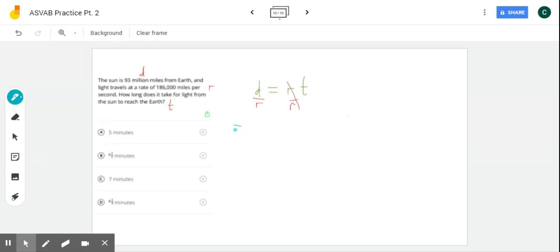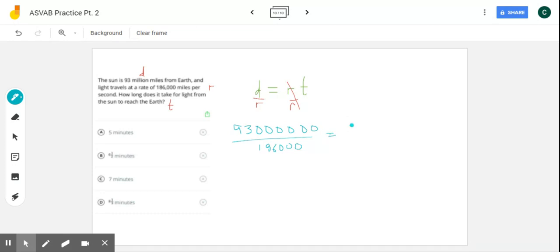We have 93 million miles. Million gives us 6 zeros. Divided by the rate, which is 186,000 miles per second. And then it wants to know the time, and that's why we plugged all this in. So that's equal to time.